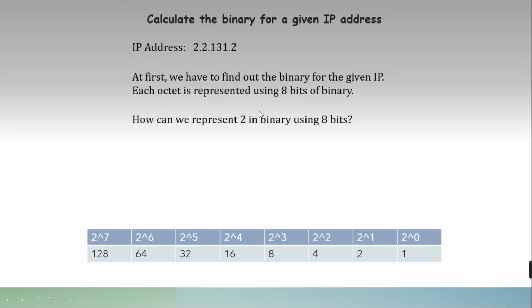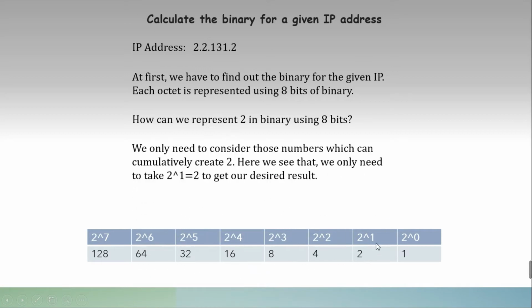Now the question is, how can we actually represent this IP address in binary using 8 bits. I'm going to represent this 2 at first using only 8 bits of binary. You can see that there is a table written over here, and I'm going to use this table to represent my numbers in binary bits. From this table, I'm going to take only those numbers which can cumulatively create 2, because I want to find out the binary of 2 in 8 bits.